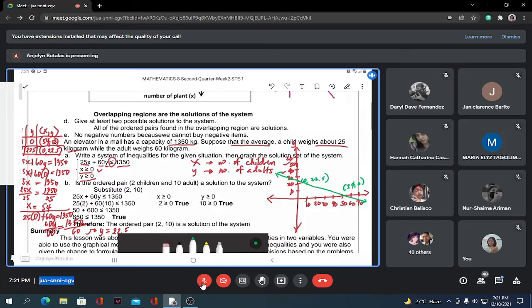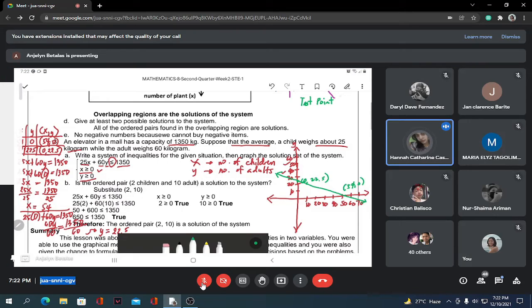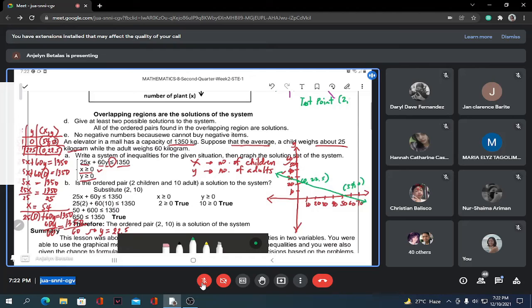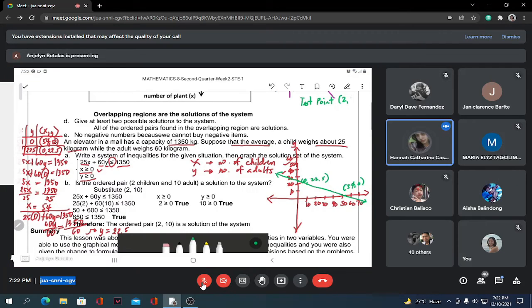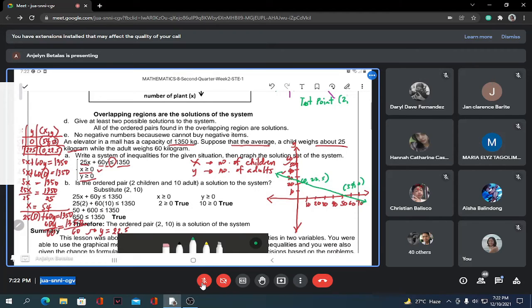Test point. So what do you want for the test point? Let's take 2, 3, so x is 2 and y is 3. It doesn't have to be 0.